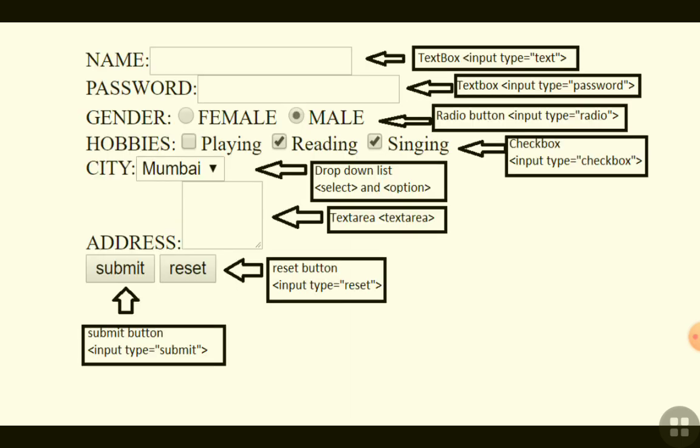Let us see some form elements. The first form element is the text box. Using a text box you can take user data like name, email ID, telephone numbers, or date, etc. I have given a code in front of all the elements so that it will be easy for you to understand. So the first element is the text box. For that the code is input type equal to text.